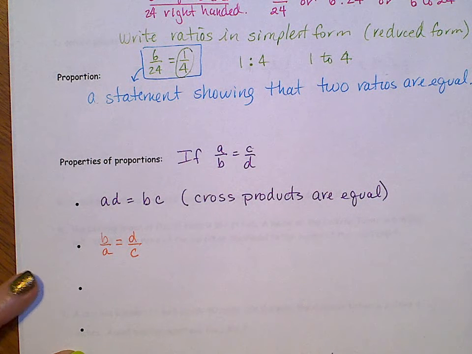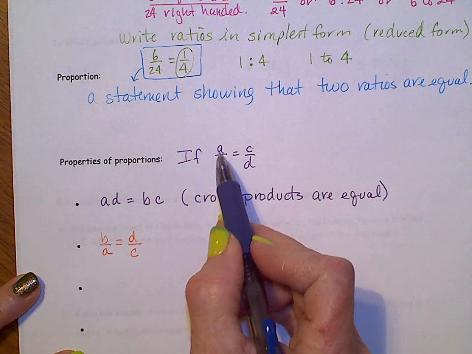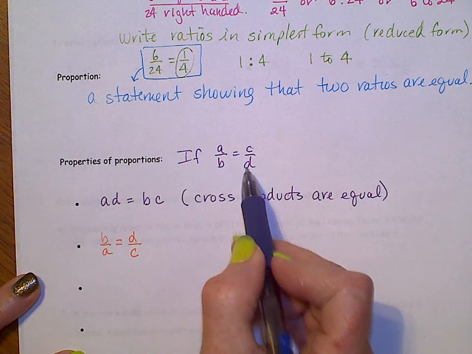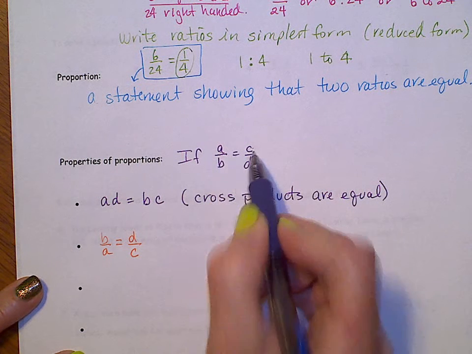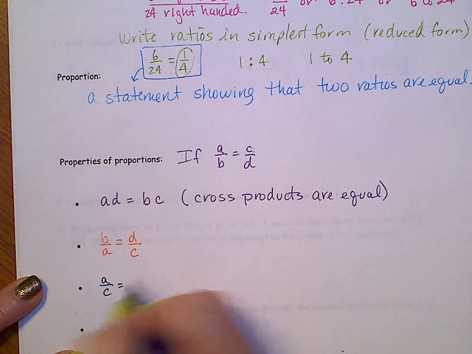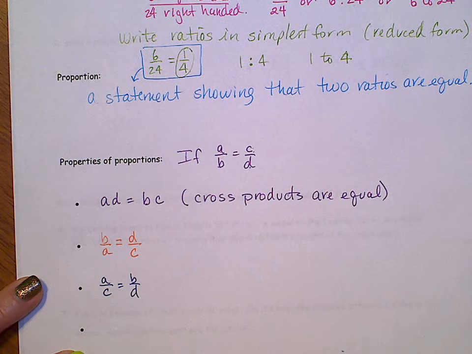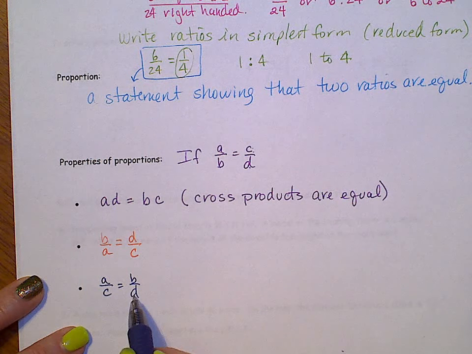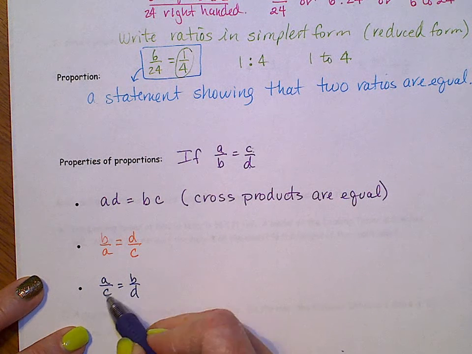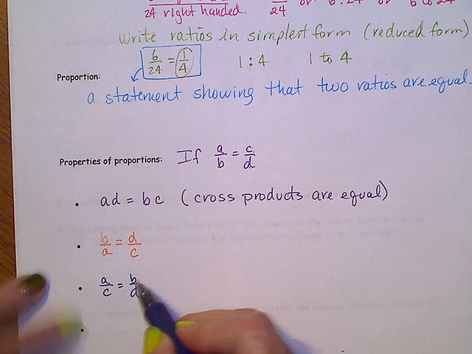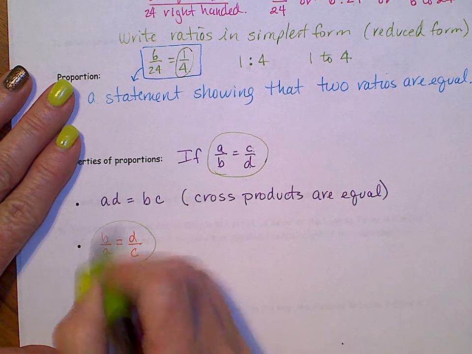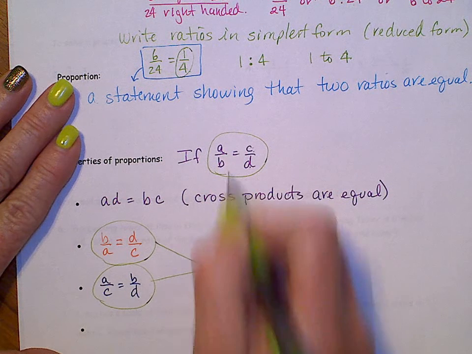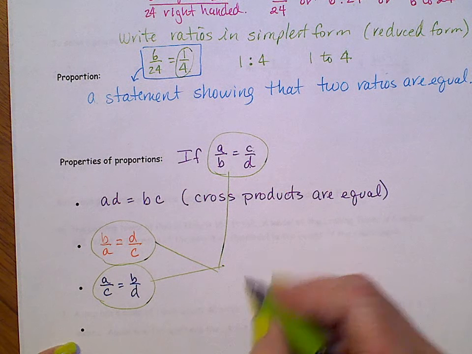Also, instead of just flipping these, instead of going A over B equals C over D, we can go across. And we could rewrite this as A over C equals B over D. And again, notice we have the same cross products. A times D equals B times C. So I'd like you to see that this statement, this one, and this one all have the same cross products.